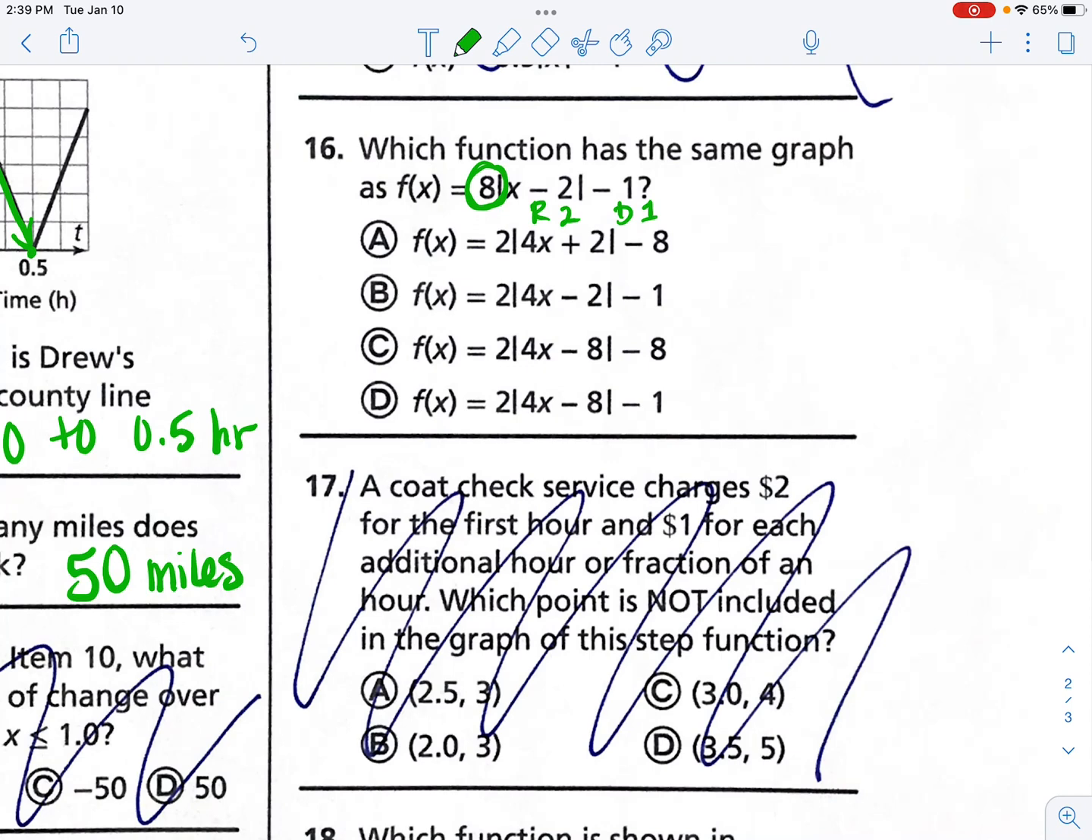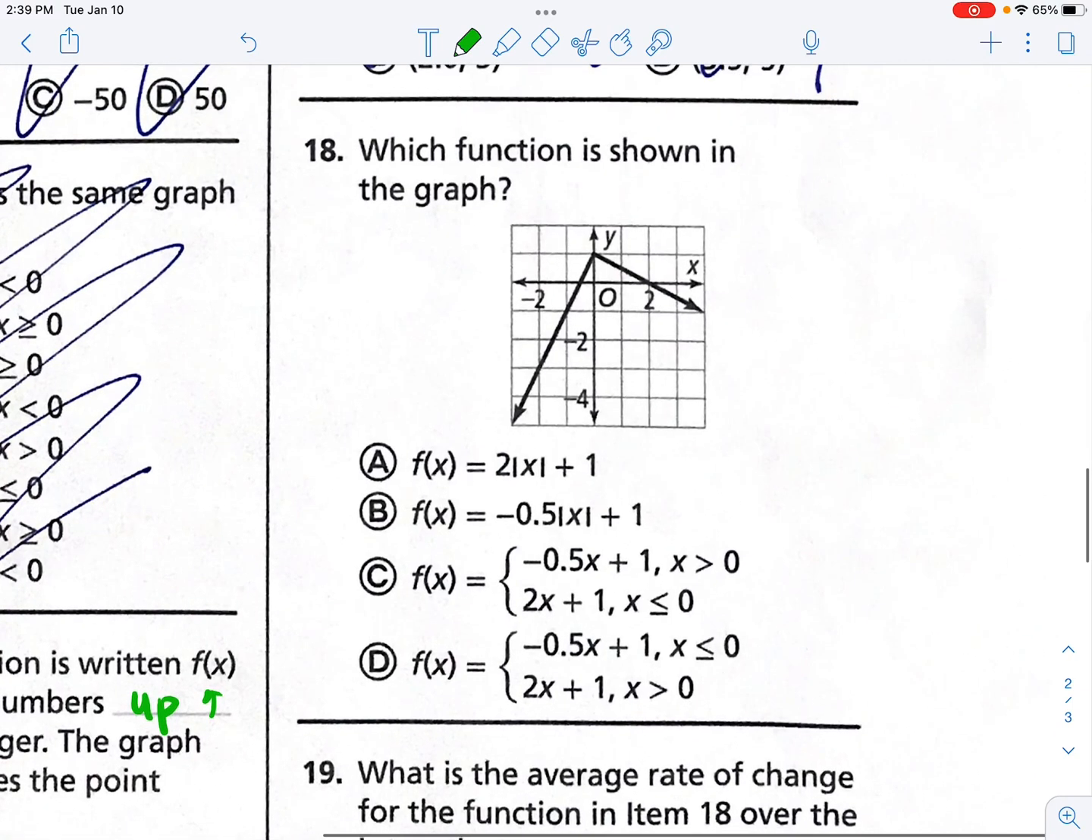I can see immediately that the only option here is B, because graph A moves left 2 and down 8. This one moves right 8 and down 8. This one moves right 8 and down 1. So all of those are not the same. And if you look at the front of the equation, 2 times 4 is 8, so that would give the same dilation. So B is the correct answer for number 16.